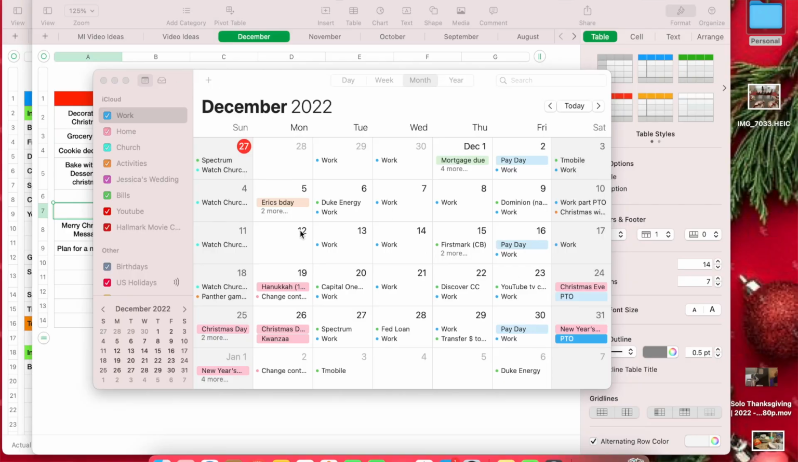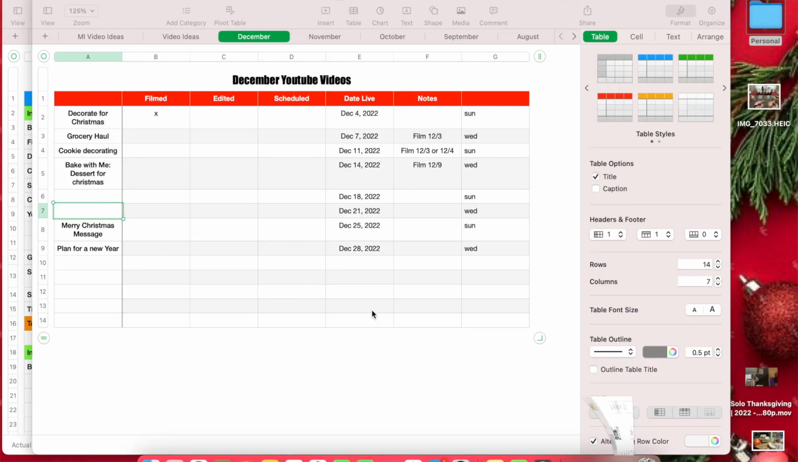So first thing I did, I went through the month of December and I went in and added all my work, PTO, things of that nature, any birthdays, events. So my digital calendar will sync up to my phone, which is great for when I'm out and about. So that was the first thing I did. Secondly, set up my spreadsheet for my YouTube videos, what I plan to do, how many videos I need.